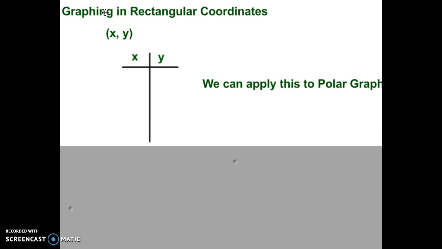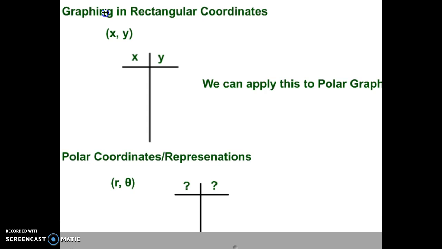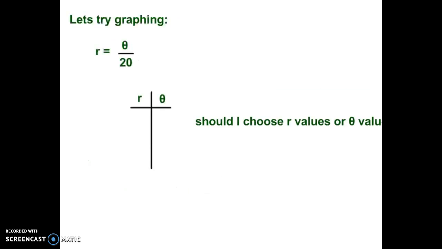When you're graphing in rectangular coordinates, we make an in-out table, and we pick points, then we plot those points. You can apply that same theory to polar coordinates, but instead our in-out table is going to be r and theta. Typically, r is your independent variable and theta is your dependent variable, but you can rearrange. So let's try graphing.